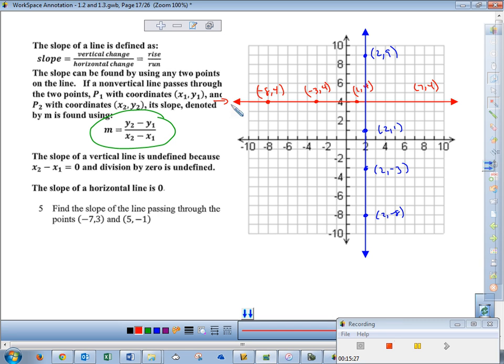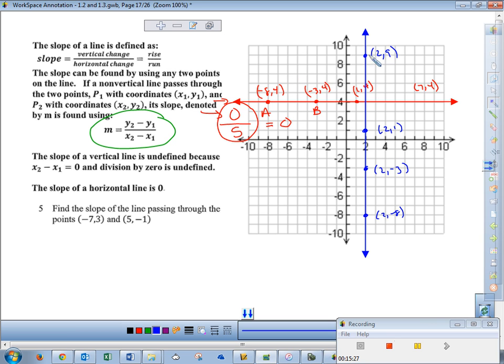Isn't that oblique? How much would I rise? Let's call this point A and this point B right here. How much would I rise to get from A to B? 0. Run from -8 to -3 is 5 units. Don't you rise 0 and run 5 to get there? And this simplifies to be 0. There is no slope. The slope is 0 of a horizontal line, right? Because there's no rise whatsoever. So 0 in the numerator is good.